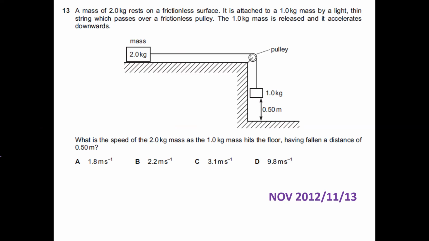Now let's try a real full question. You have to look at this question. First, read it. A mass of 2 kg rests on a frictionless surface. There is no friction. It is attached to a 1 kg mass by a light thin string which passes over a frictionless pulley. The 1 kg mass is released and it accelerates downward. What is the speed of the 2 kg mass as the 1 kg mass hits the floor, having fallen a distance of 1.5 meter? No need to copy the question. You can copy the diagram if you want for the forces.